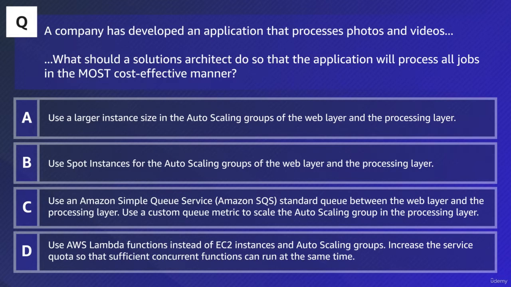3, 2, 1. All right, so the key to this STEM here is C. Use an Amazon Simple Queue Service standard queue between the web layer and the processing layer. Then use a custom queue metric to scale the auto-scaling group in the processing layer. The question sets up a scenario where the processing layer with the auto-scaling group is not scaling up fast enough to complete the jobs at peak times.